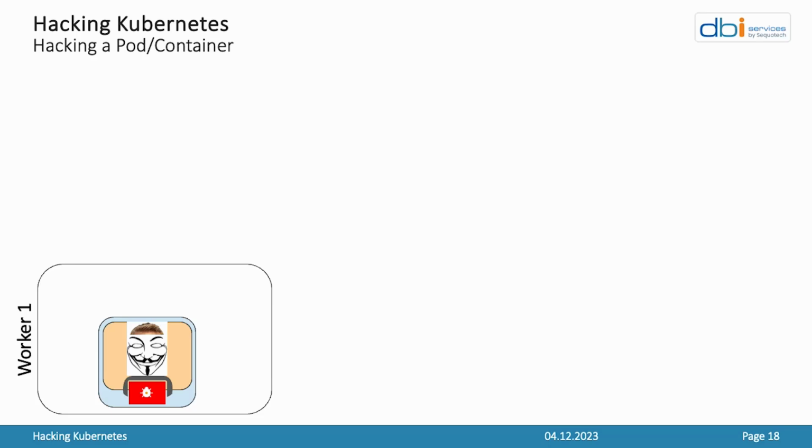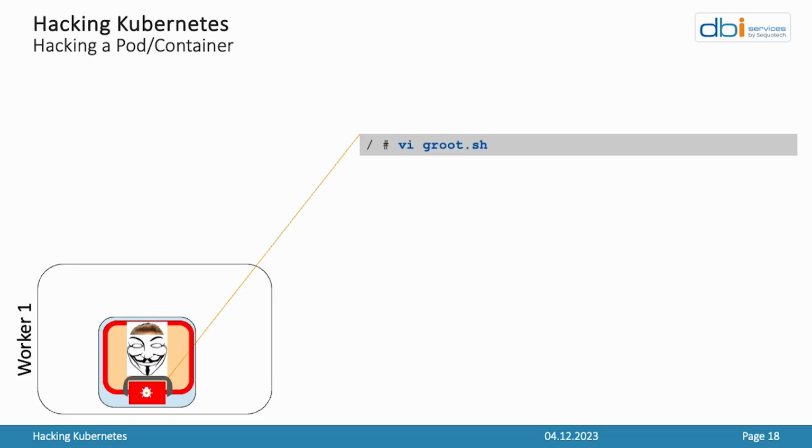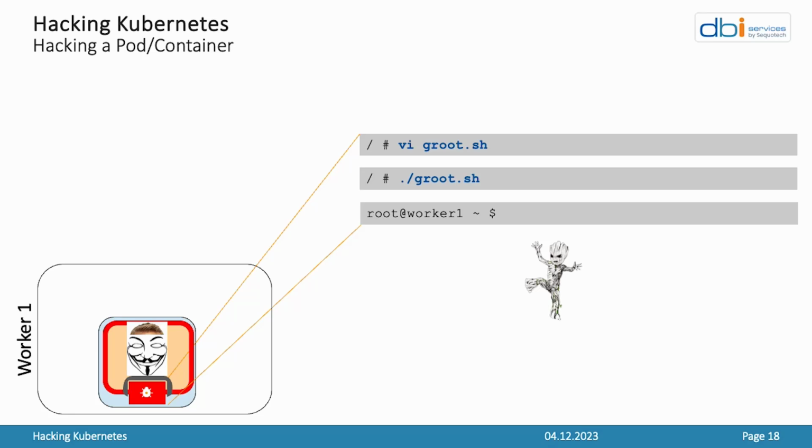With this information, now I can try to attack the container. So I prepare some bash commands, I put them into a script, I run the script, and now you can see I successfully escape the container and reach the worker node that is hosting my container, and I am root on that worker node as well.